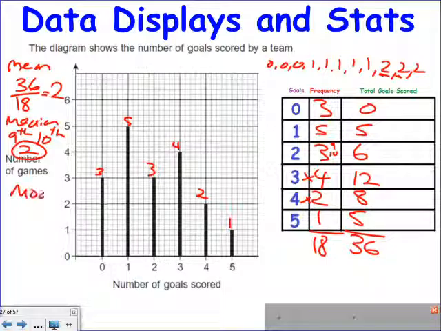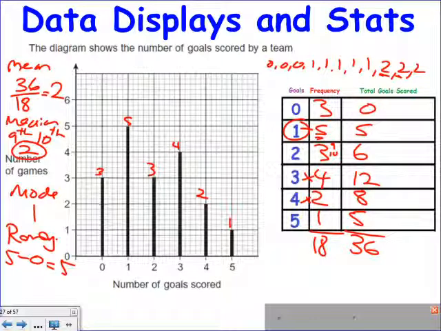The mode, which one occurs the most? 1. Because it occurs 5 times. It's your highest frequency. So your mode is 1. What's the range of my data? What's the biggest number of goals I score? 5. What's the least number of goals I score? 0. So I have a range of 5. Okay? Because 0 is data. 0 is part of our data set.